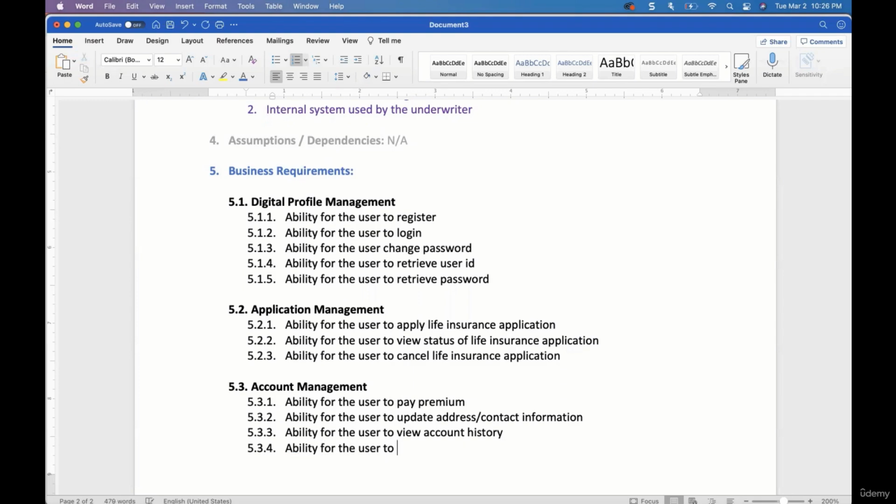Ability for the user to pay. Oh, we already have premium. So for the user to view payment history. So that's everything which is related to accounts management. We can then go to another thing, that is beneficiary management.